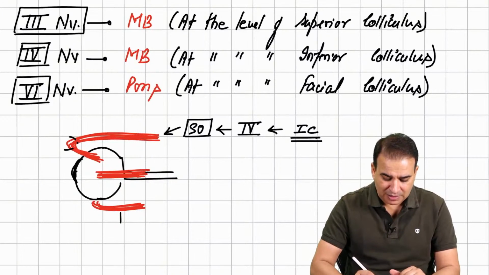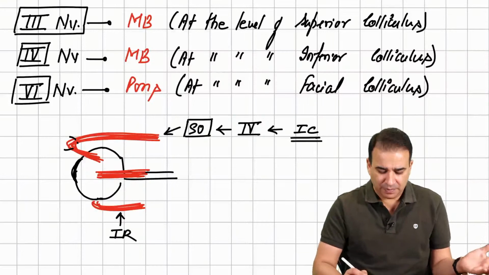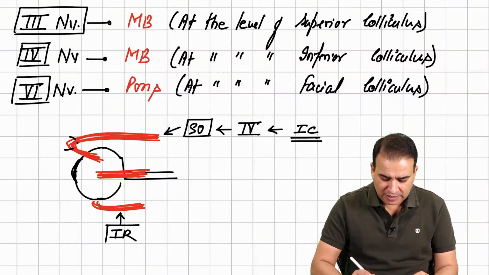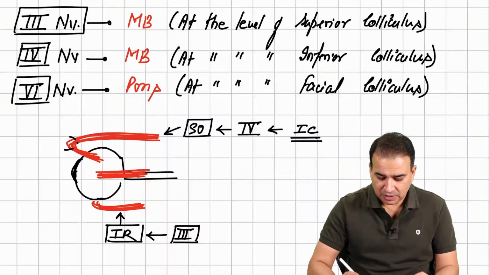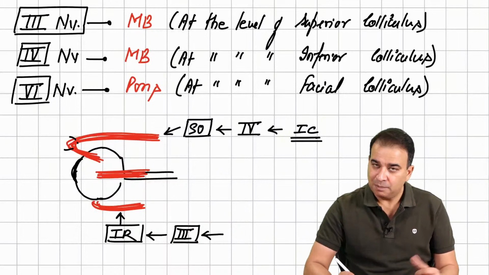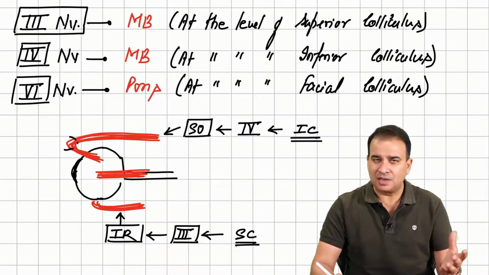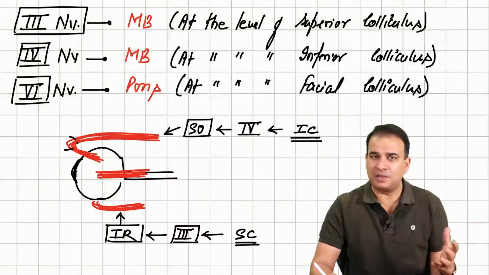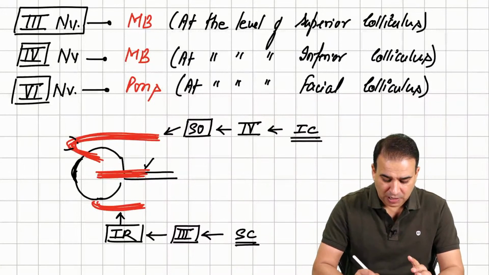If let's say they mark this muscle here, what muscle is that? That is the inferior rectus, or maybe superior rectus, or maybe inferior oblique. So the inferior rectus is supplied by what nerve, guys? The inferior rectus is supplied by the third nerve. Third nerve is coming from where? The midbrain, but this time the level is the superior colliculus. Even the superior rectus is coming from the superior. I mean, all the muscles supplied by the third nerve, the level is the superior colliculus. And let's say if the arrow is marked on this muscle, that is the lateral rectus muscle.